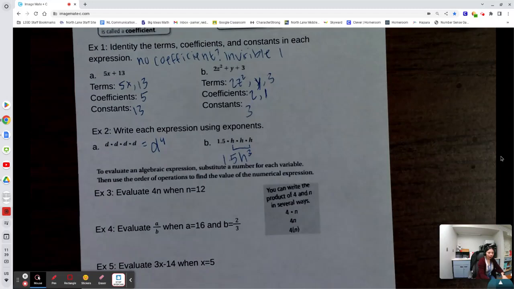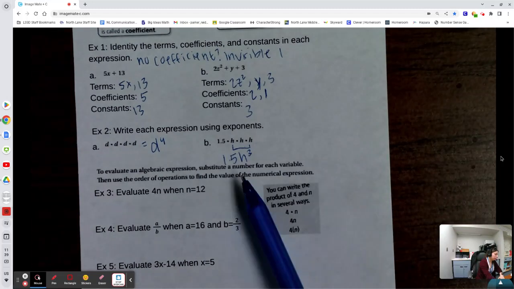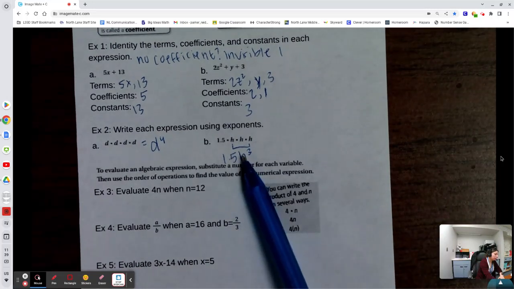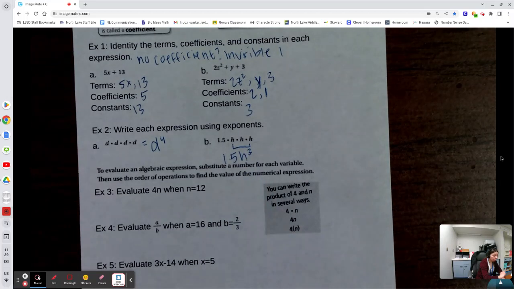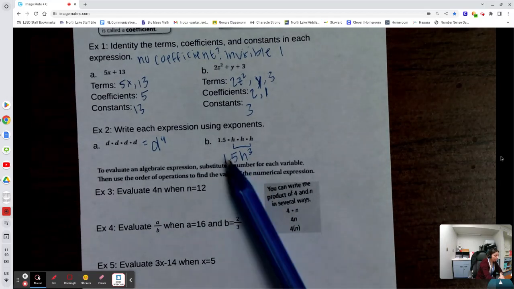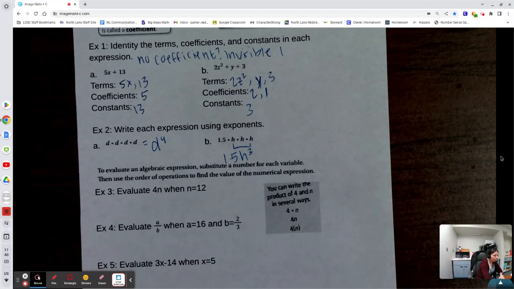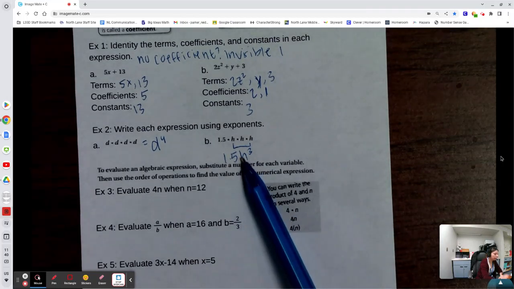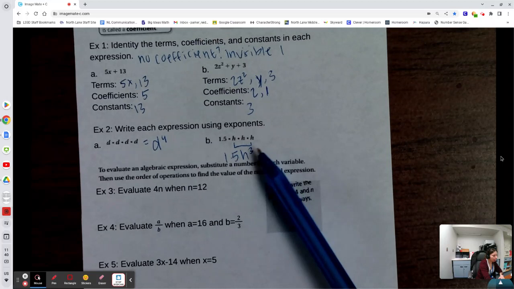And you could put times h to the 3rd power, but remember, we learned when a number is touching a variable, is right in front of it, there's no symbol, it's called its coefficient, and it means they're multiplied. So there is no reason to put a multiplication symbol, because this means that 1.5 is being multiplied by h to the 3rd power, by 3 h's.